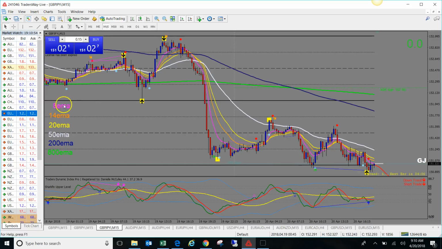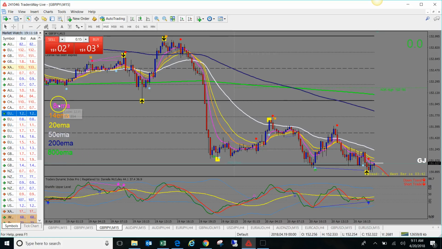So the higher the number of the moving average, the stronger it is. And that's why the 800 is one of my favorites. Yeah, it's one of my favorites because you can get some really clean entries off that 800, and I'll show that to you in a minute.